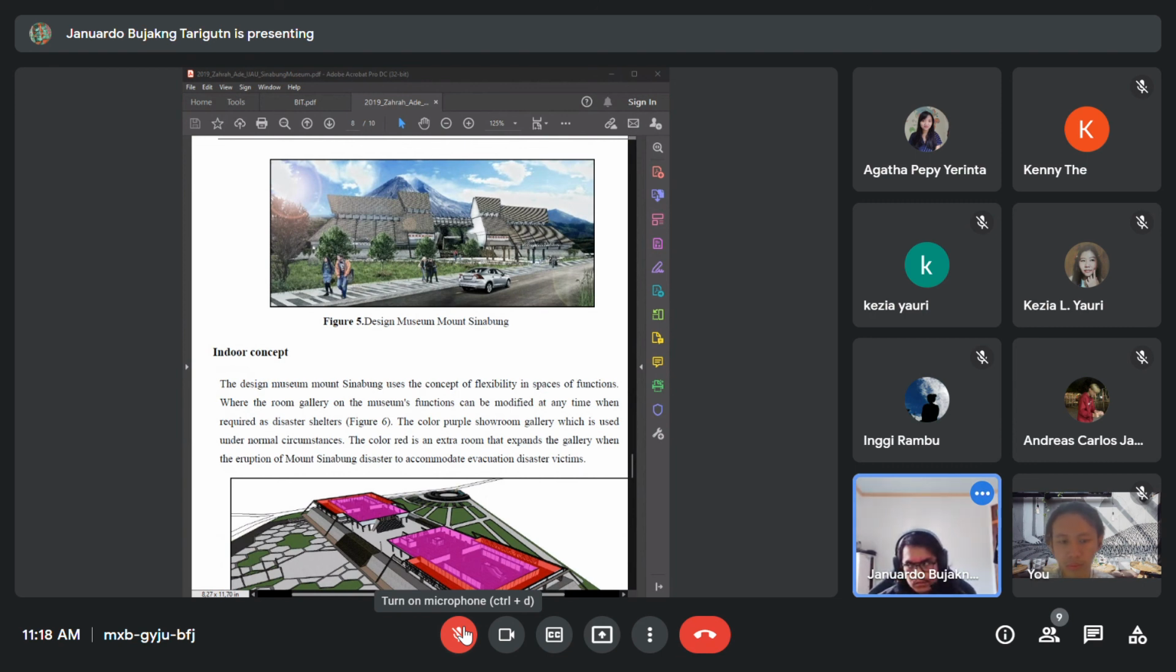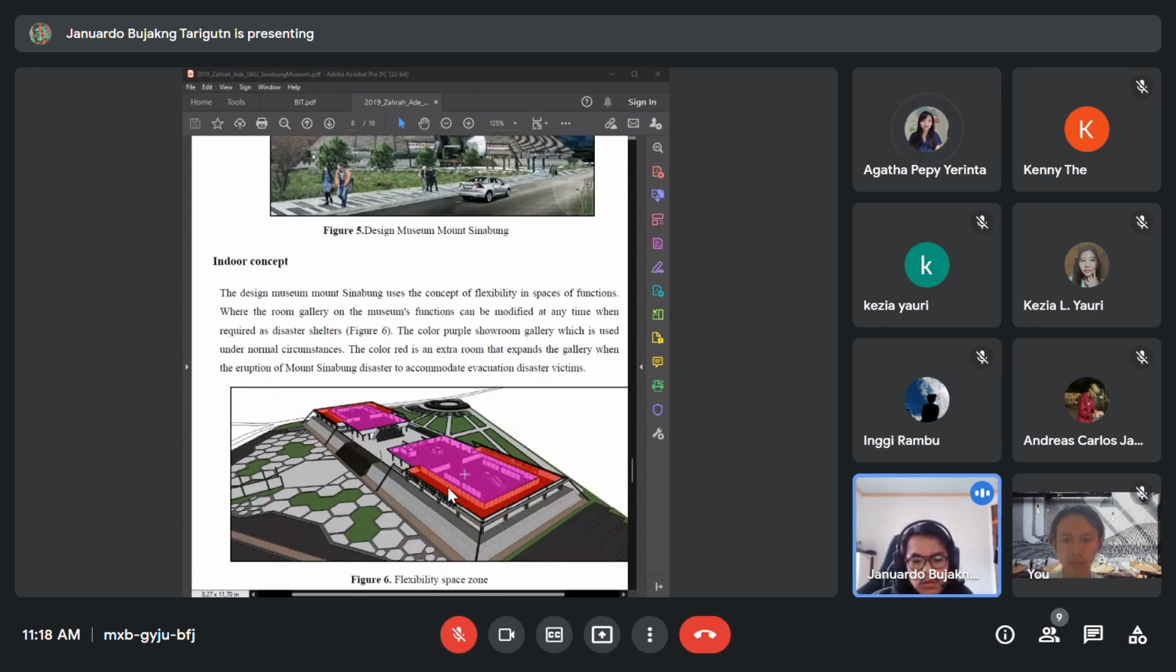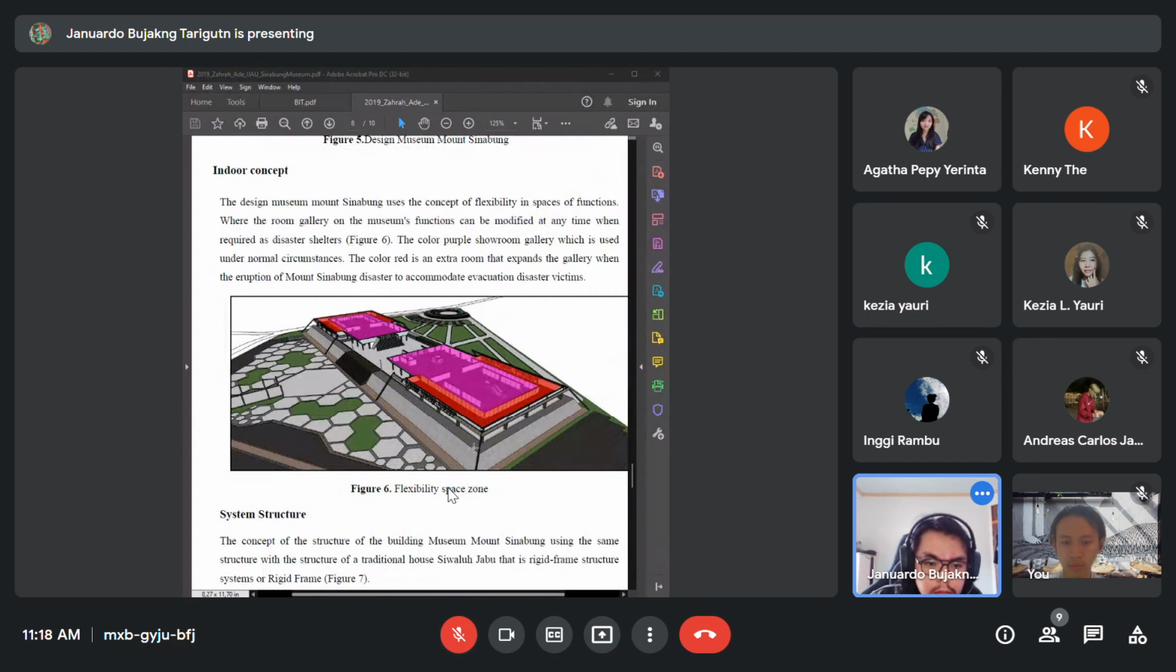The materials that are used here in the research, the design of the steel beam, concrete.